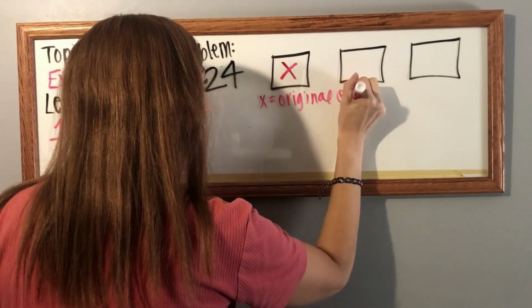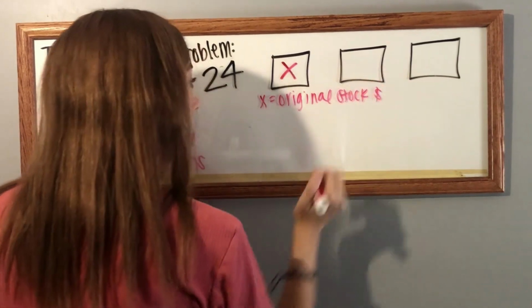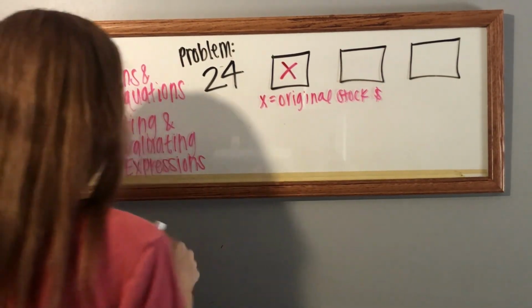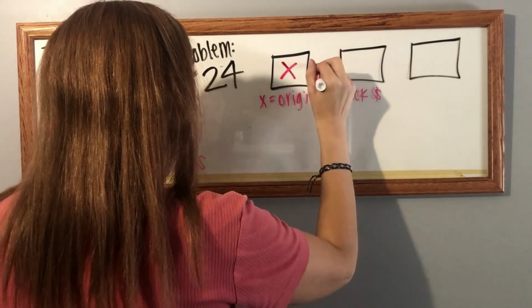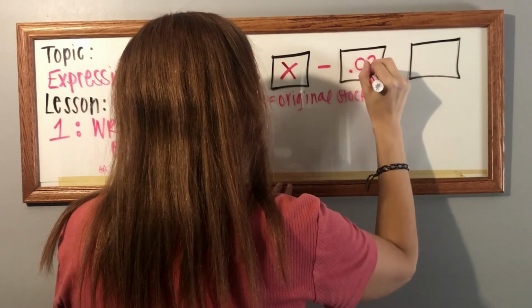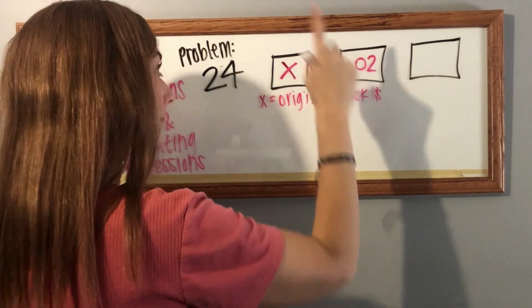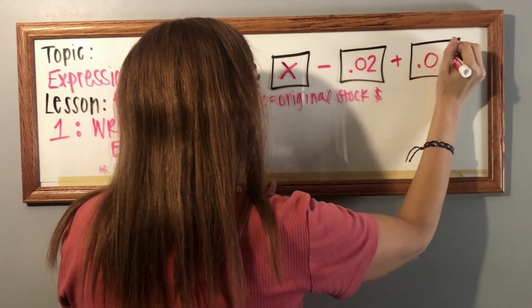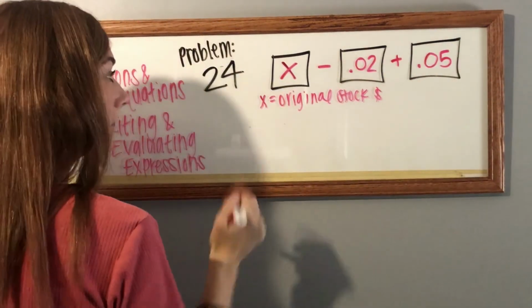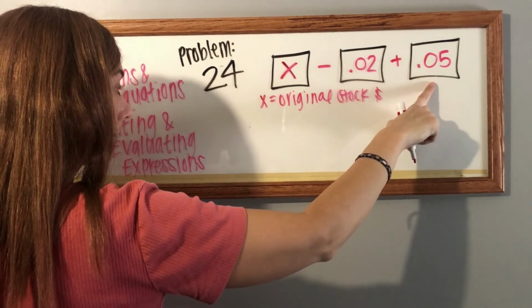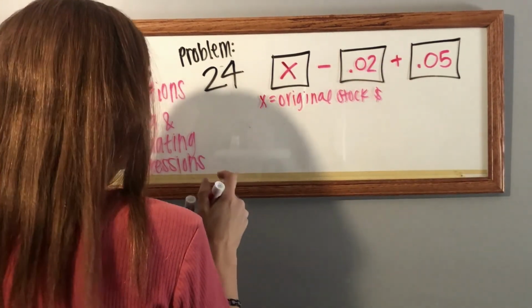And then when I think of my original X, it's saying it drops by 2 cents. When I think of dropping, I think of subtraction. So it's losing 2 cents, so I'm taking away 2 cents. And then the next day it goes back up, so I'm adding that 5 cents in. So my final expression for 24 would be X minus 2/100ths plus 5/100ths.